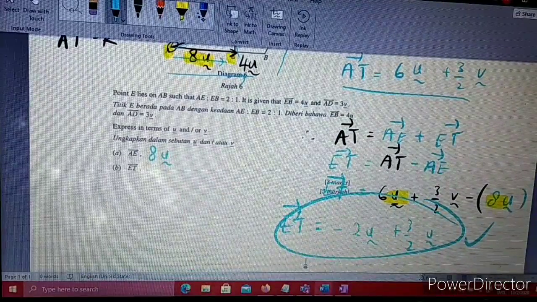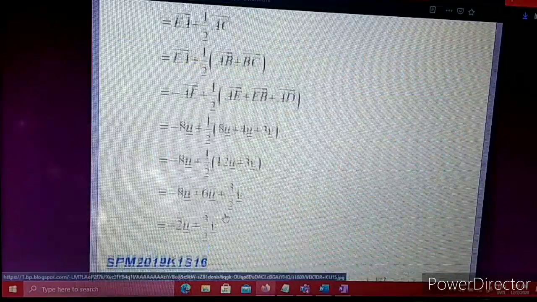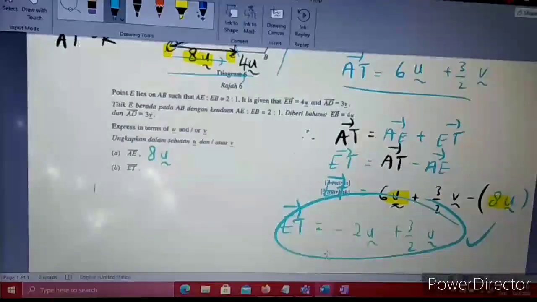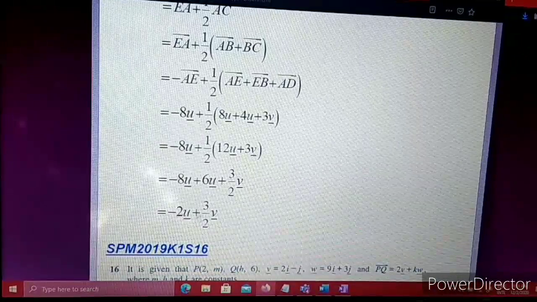So I can check the answer over here. Is my answer correct? Negative 2U plus 3/2 V. Okay, correct.